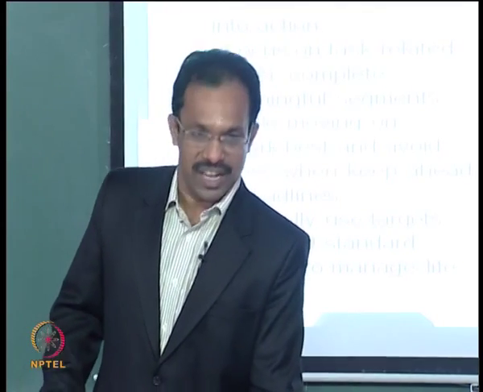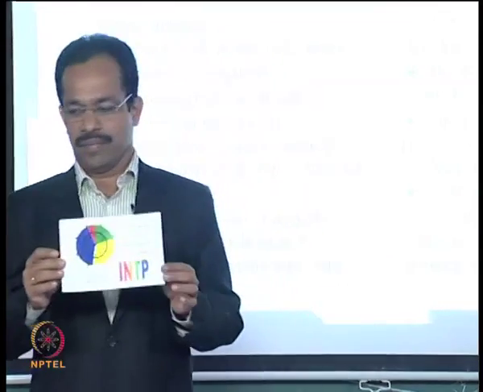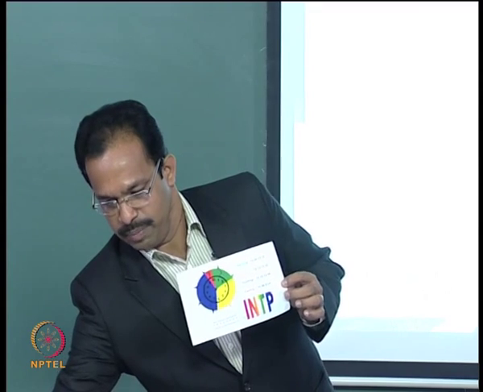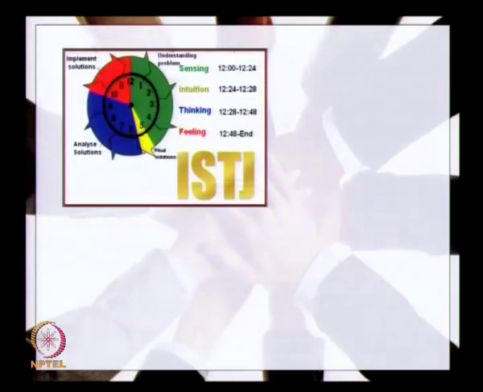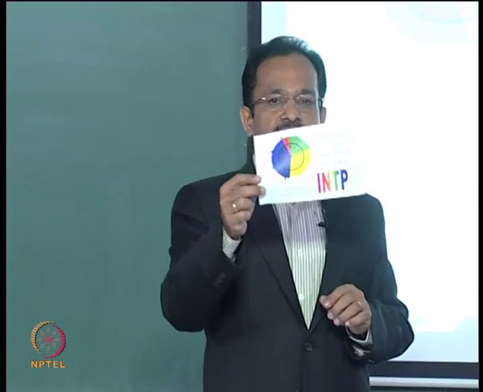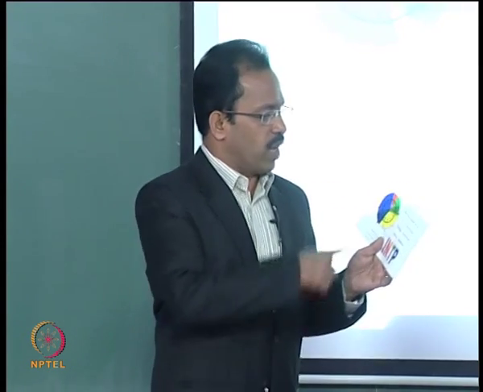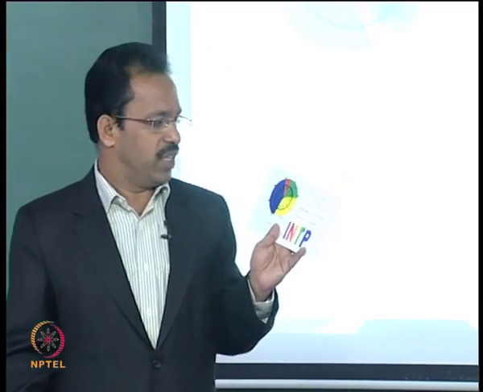Now how do we interpret this INTP? This is the summary of MBTI types which I already discussed. INTP is not there, but do not worry, I will explain with this. So these are the INTP characteristics, the behavior of an INTP type person. The green one shows the sensing characteristic.